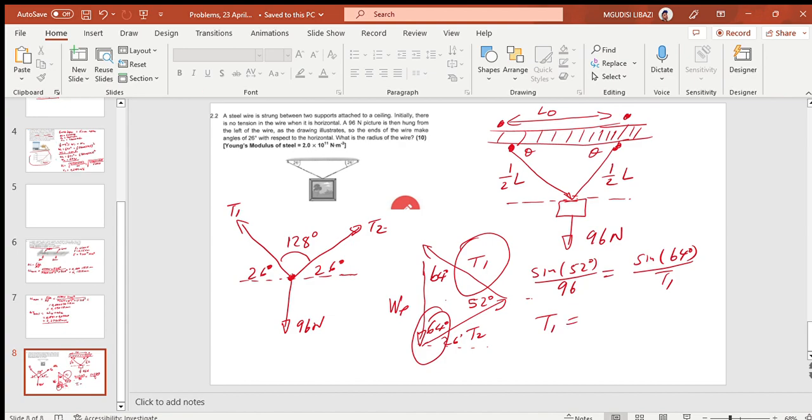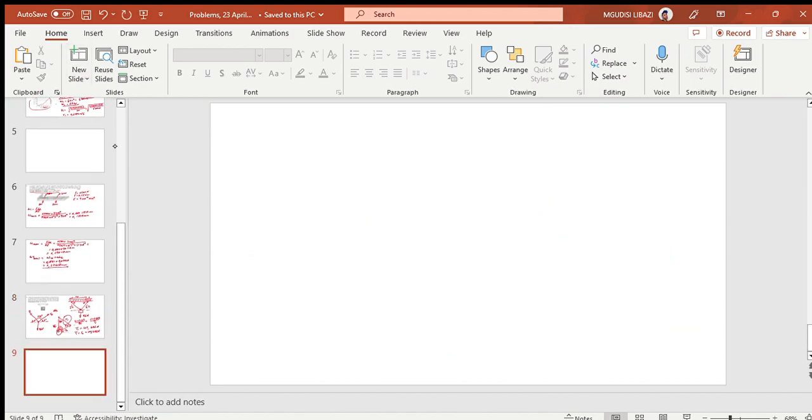So to get our T1, I'm going to say sine of 52 divided by 96, and then sine of 64 divided by the answer. I get that tension to be 109.496 newtons. So T1 is equal to T2, equal to 109.496 newtons. It's reasonable to say they are equal because they are symmetrical on both sides, the material is the same, and the angles are also the same. So it's more reasonable to say they are equal.